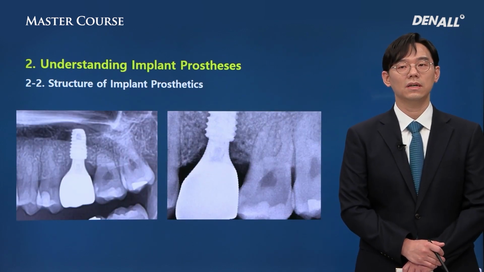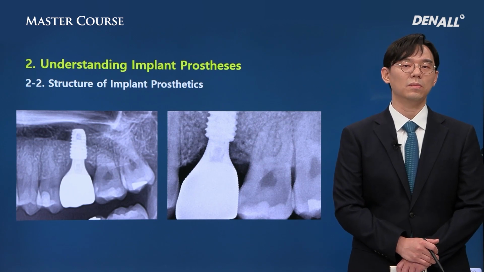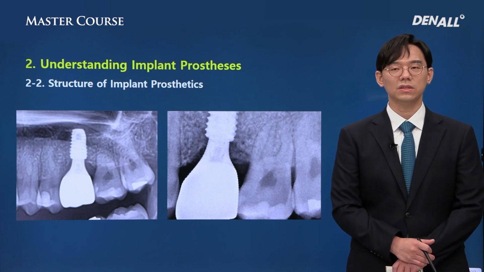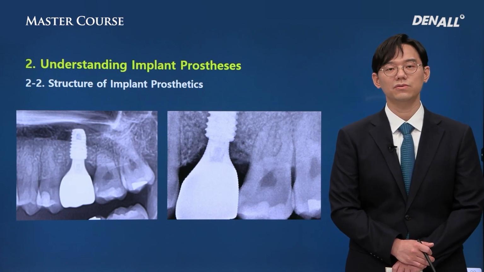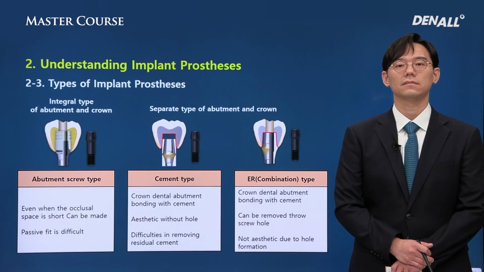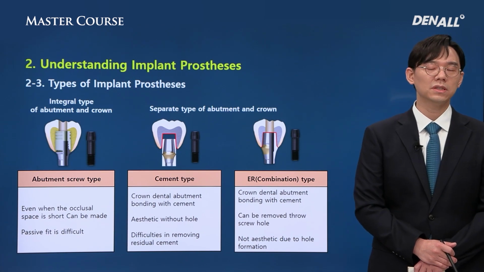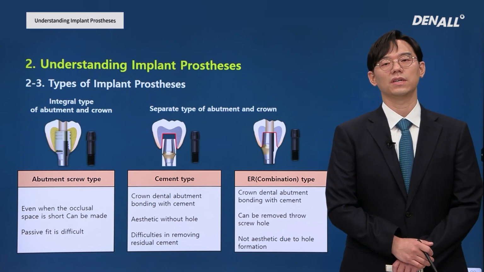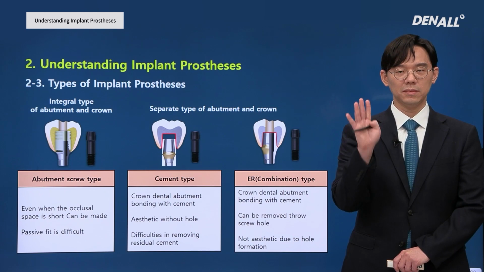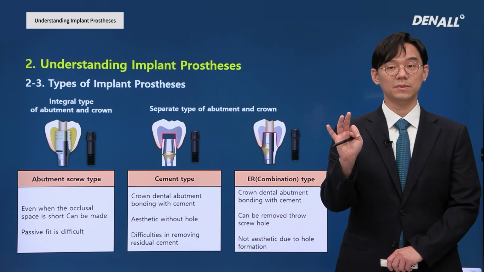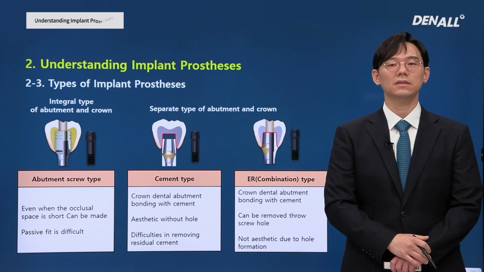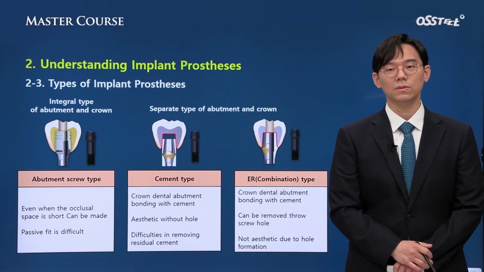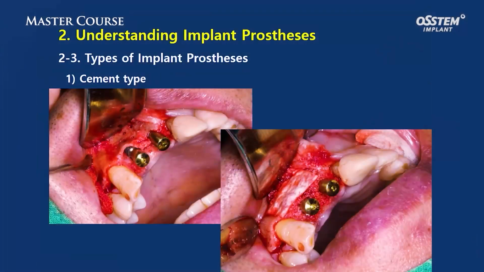After abutment is connected and when crown is tried in, you need to take X-ray to check whether the connection is correct and whether there's any underseating. You need to check the crown margin as well. You can divide implant prosthesis largely into three depending on retention type. There's screw type, cement type, and ER type. ER type is also well known as SCRP type.